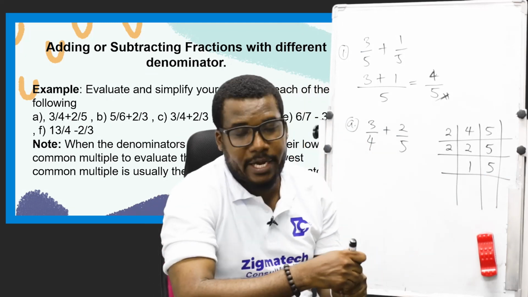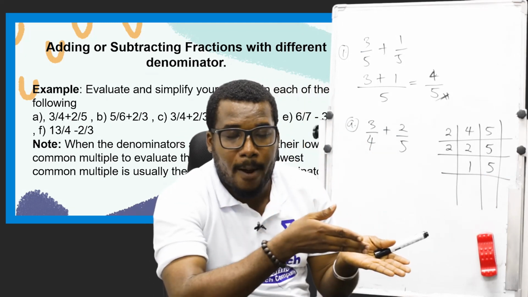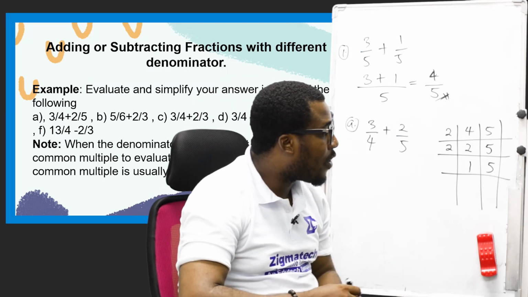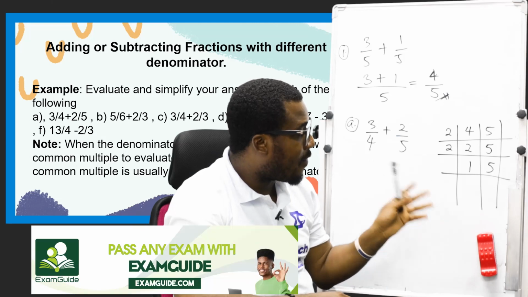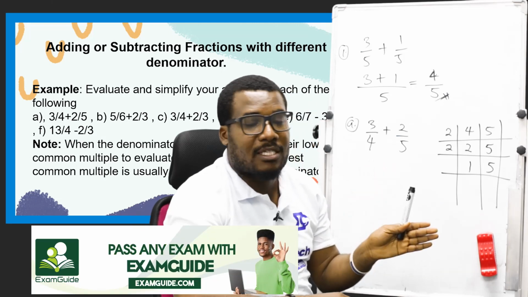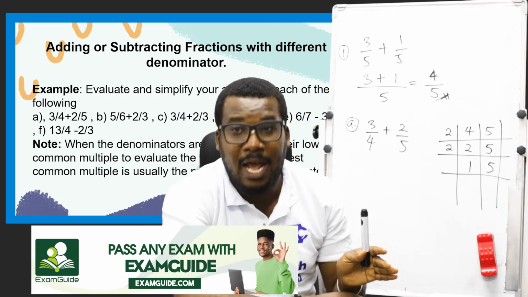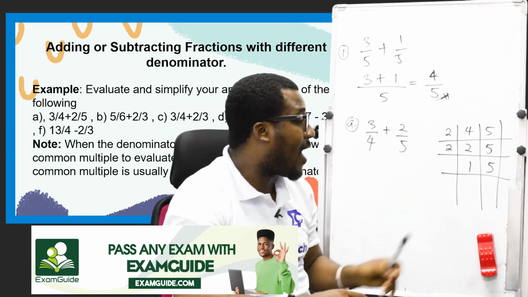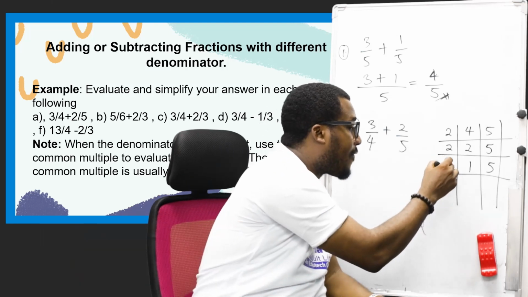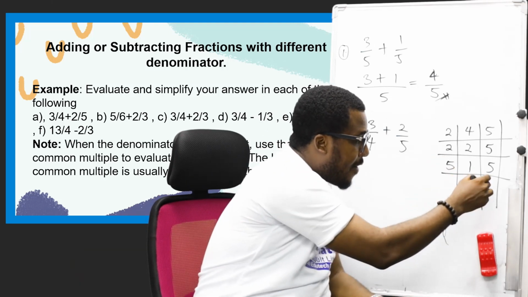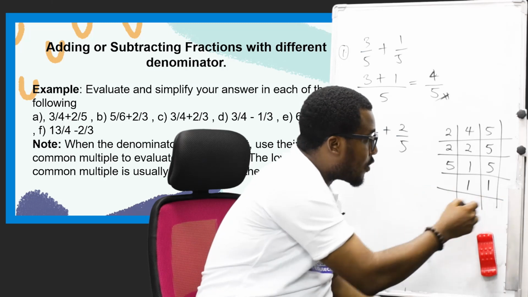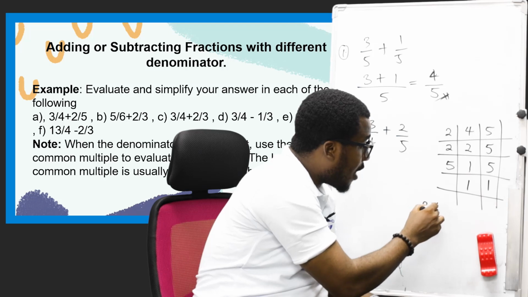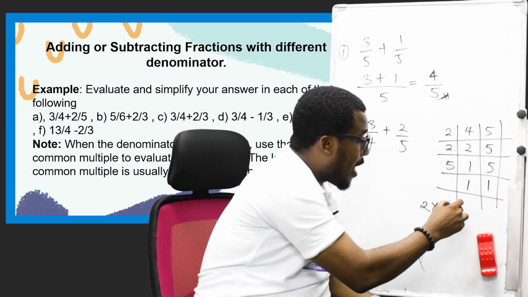Now, can 2 go again? There's 1 and there's 5, and 2 cannot divide 5. Thus, 3 again cannot divide 5, 4 cannot divide 5. Now, the next number that is low enough to divide 5 is 5 itself. So 5, we bring down a 1, and 5 will divide 5 to be 1. Thus, your lowest common multiple is 2 times 2 times 5.